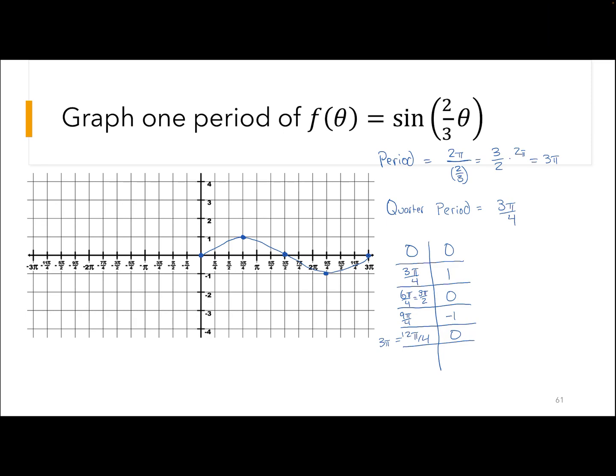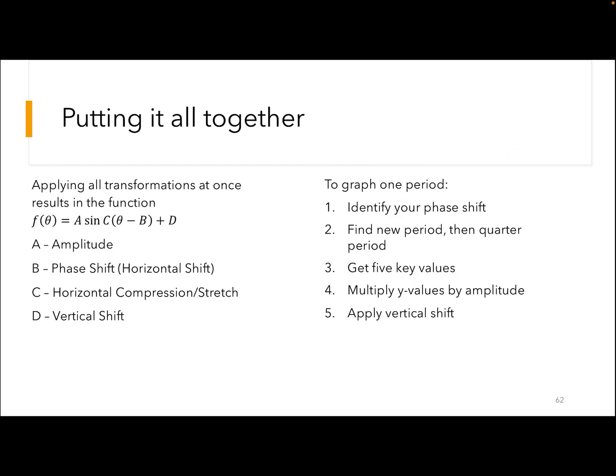Now, if we use the original graph, the original graph is going to be 0, 0, pi over 2, 1, pi, 0, 3 pi over 2, -1, and 2 pi, 0. So again, we can see that the 2/3 flattens that graph out, which makes it horizontally stretch out a little bit. So that is how we graph the transformation of some value being multiplied by the angle.